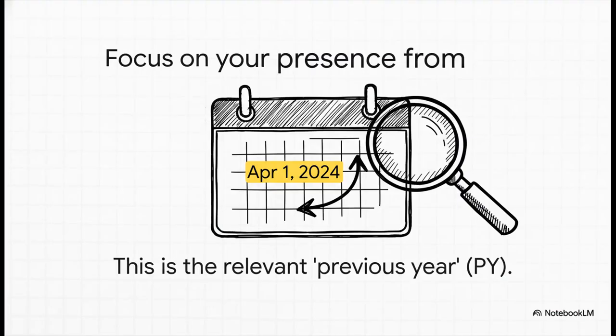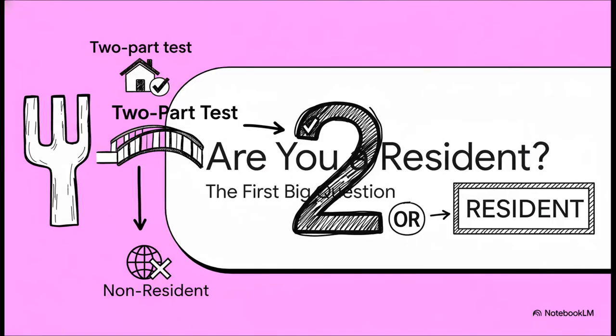For our purposes today, the only window of time that matters is the financial year from April 1st, 2024 to March 31st, 2025. The tax folks call this the previous year. And every single test we're about to go through is based on where you were during these specific 365 days. All right, here we go.